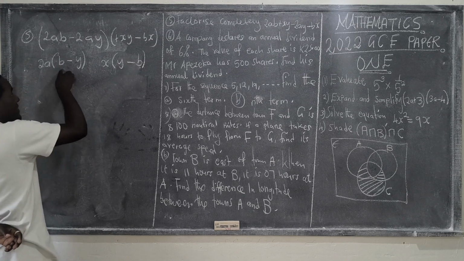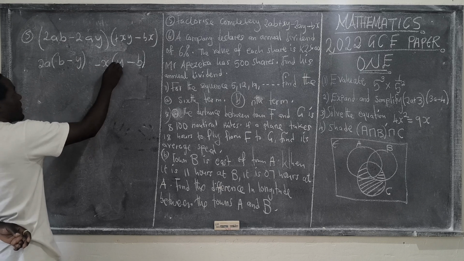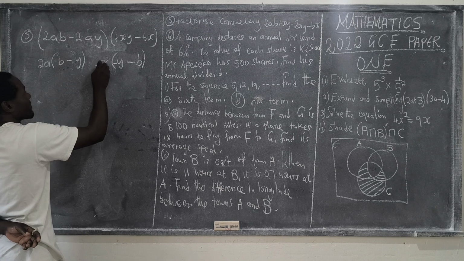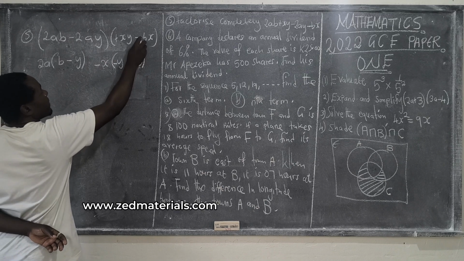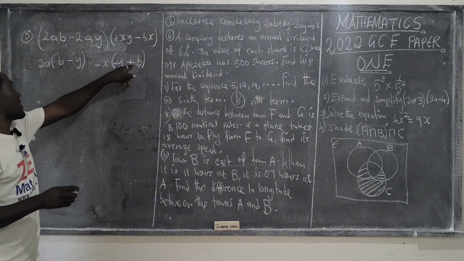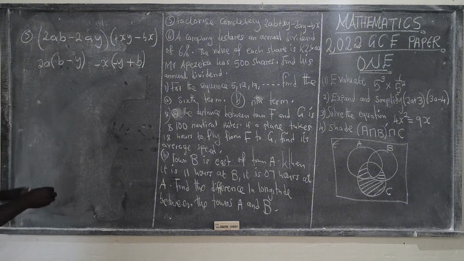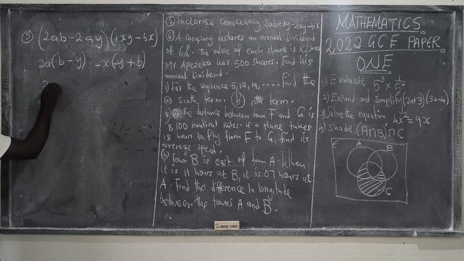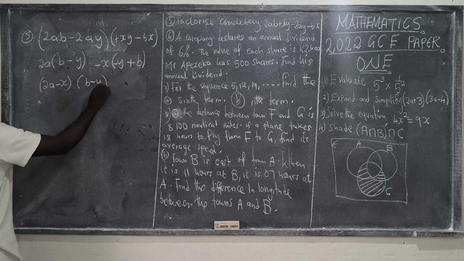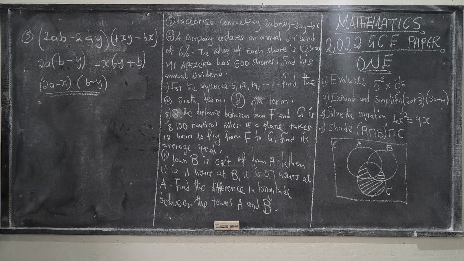Then from there, this is a difference, so just add the negative here. Then the negative x into negative xy, you're going to have negative y. Negative x into negative bx, you're going to have positive what? B. So this is positive b, this is positive b. This is negative y, this is negative y. They are the same now. So you can now say 2a minus x in bracket, open the bracket, b minus y closed. You have your answer there.